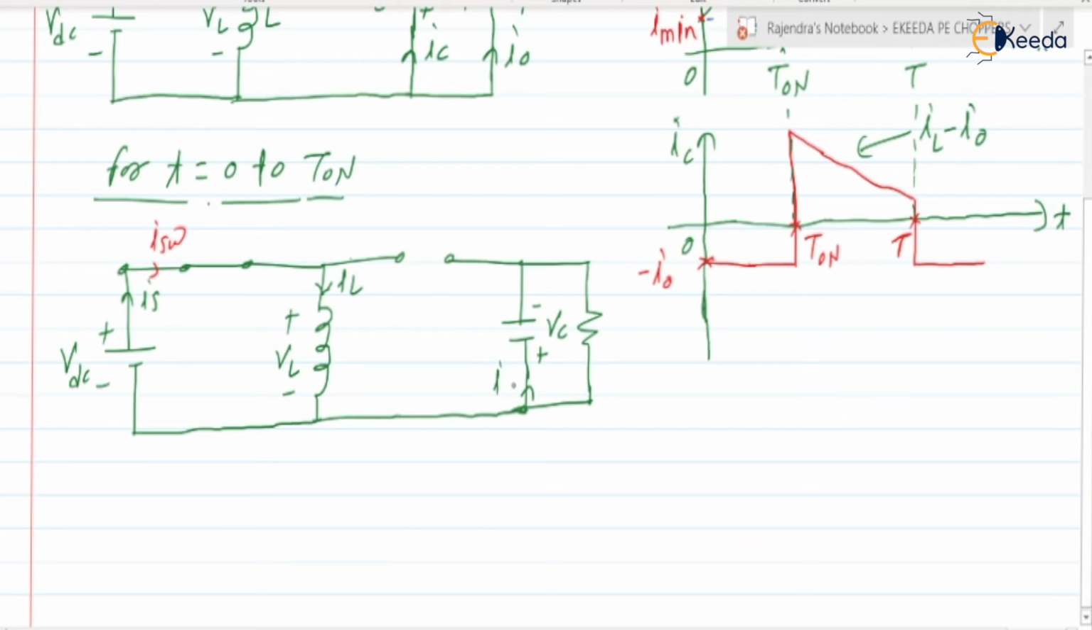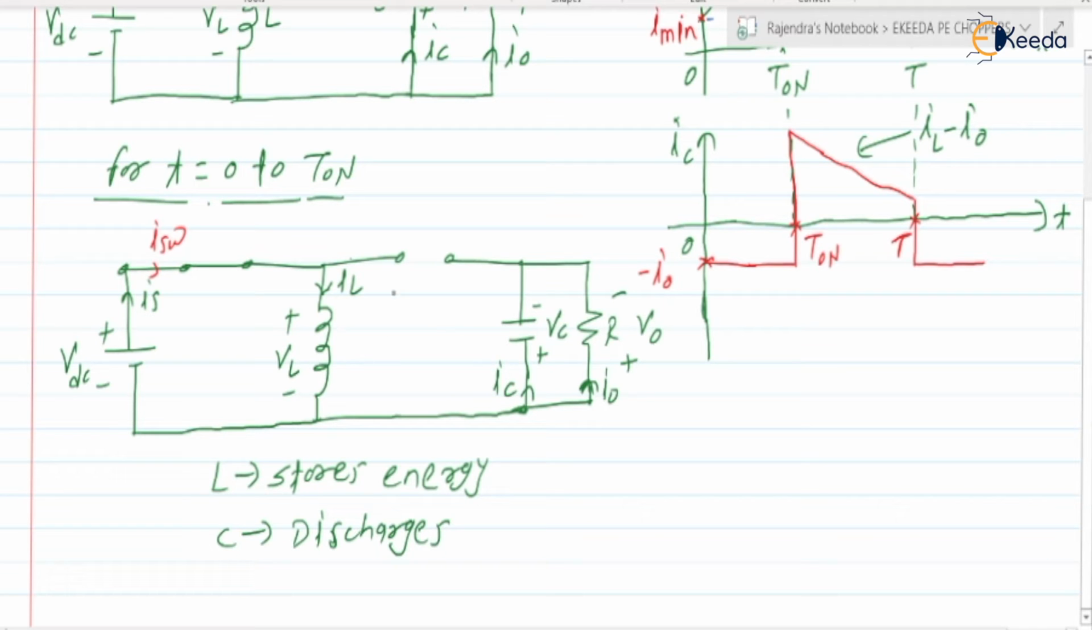And when the switch is in the off state, yes, this is the minus plus V0, this is the I0. So the capacitor will discharge through this path. Point to be noted: when the switch is in the on state, the inductor stores energy and the capacitor discharges. When the switch is in the off state, at that time this inductor will charge the capacitor.